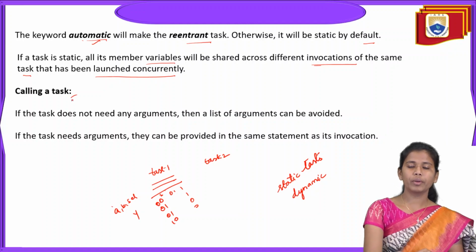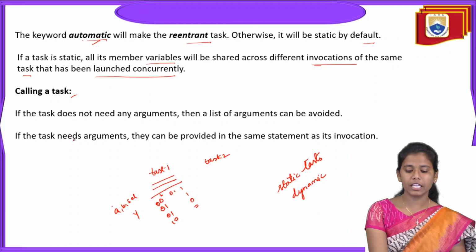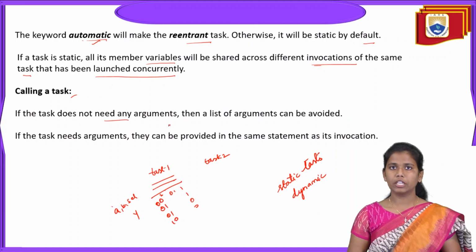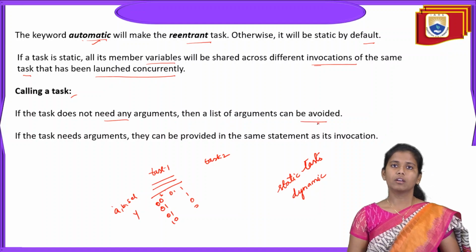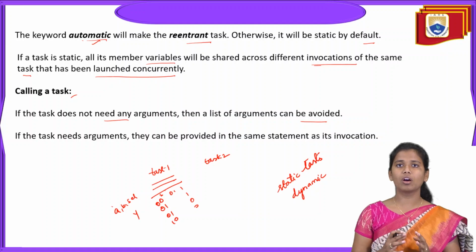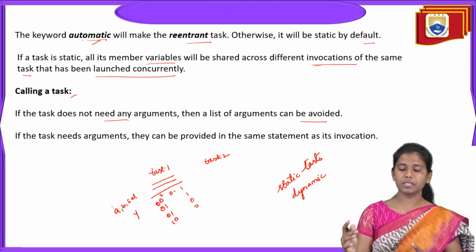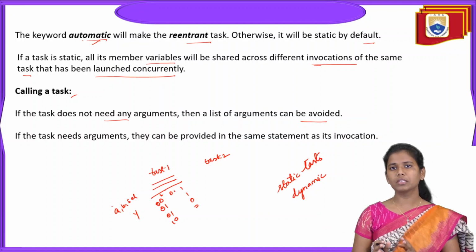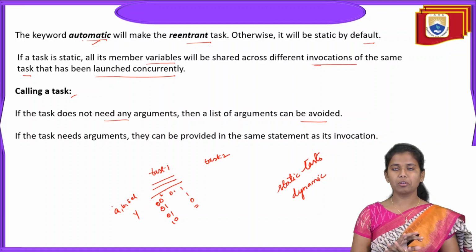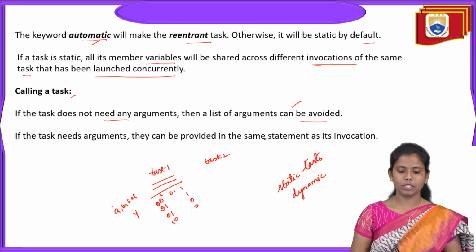Next, let us see how to call a task. If a task does not need any arguments, then the list of arguments can be avoided. If you need some arguments, then you can provide them, but if you don't need any kind of argument, you can ignore the list of arguments.